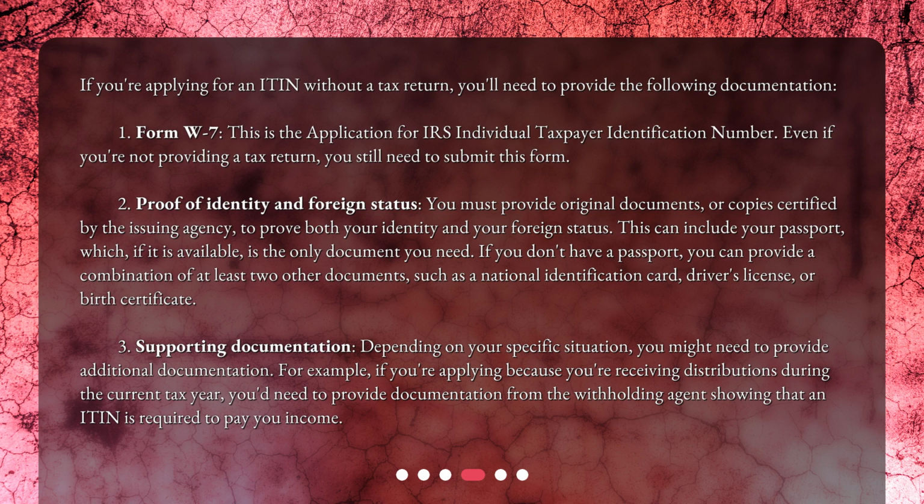3. Supporting documentation. Depending on your specific situation, you might need to provide additional documentation. For example, if you're applying because you're receiving distributions during the current tax year, you'd need to provide documentation from the withholding agent showing that an ITIN is required to pay you income.